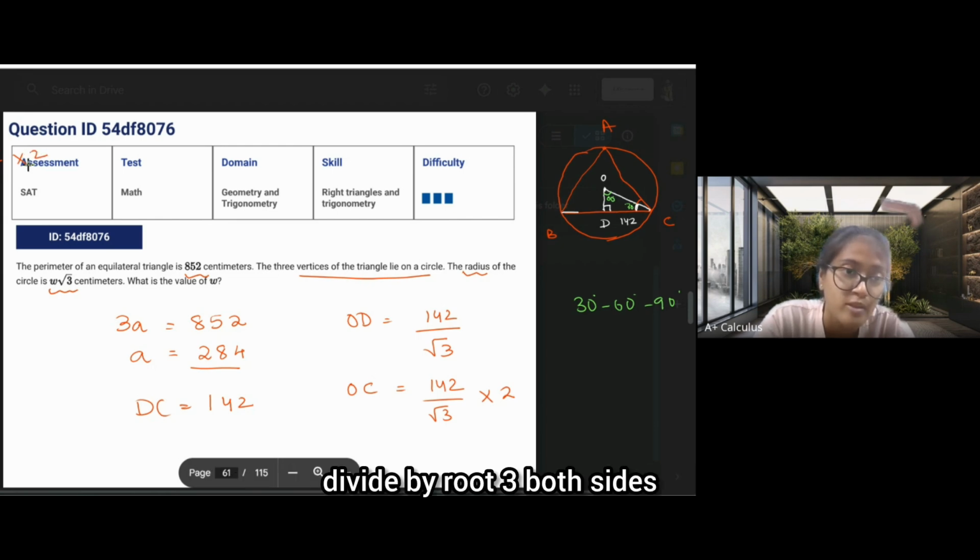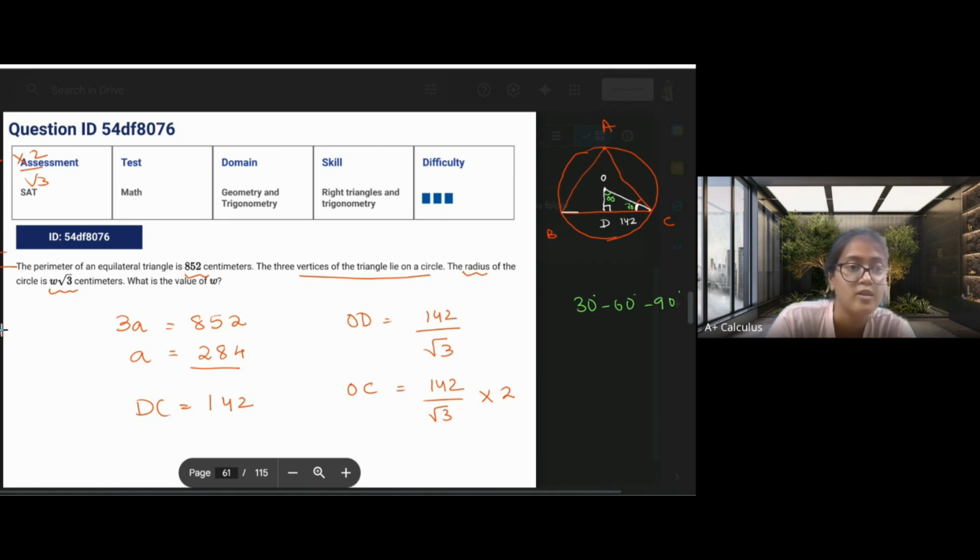Divide by root 3 on both sides. That is going to be 142 times 2 over 3. So 2 times 142 is 284, over 3.